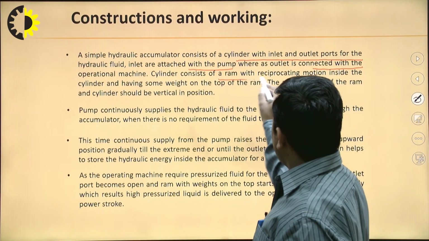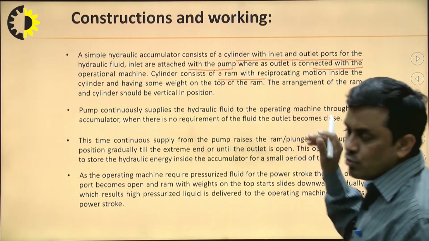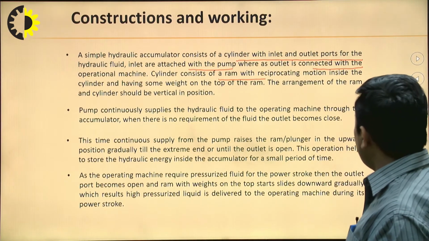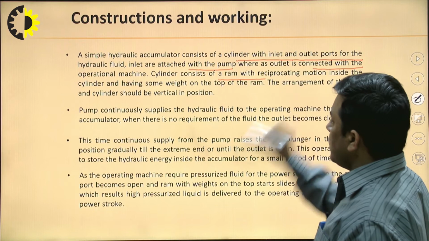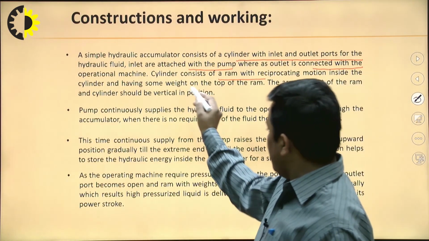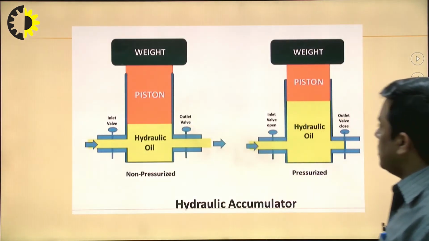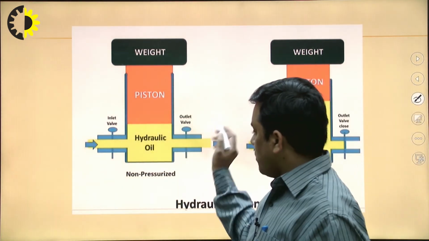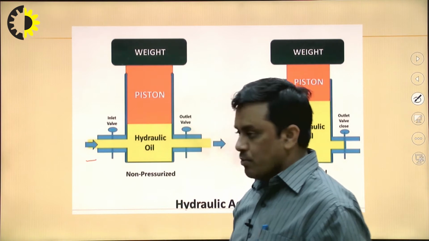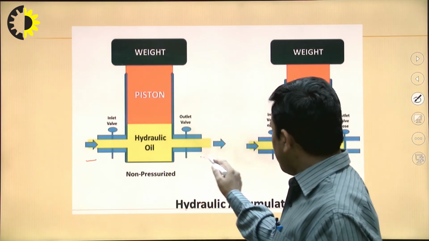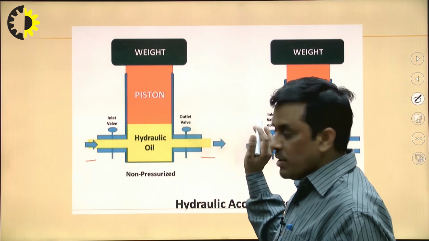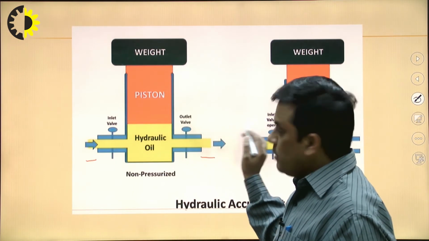The cylinder consists of a ram, just like a piston, through which we can create certain pressure or lift a certain load with reciprocating motion inside the cylinder, having some weight. I am coming to that point. You can see this particular diagram here: the inlet port and the outlet port. The inlet port is connected to the pump. The outlet port is connected to the operating machine, and it may be a press, a crane, or a lift.